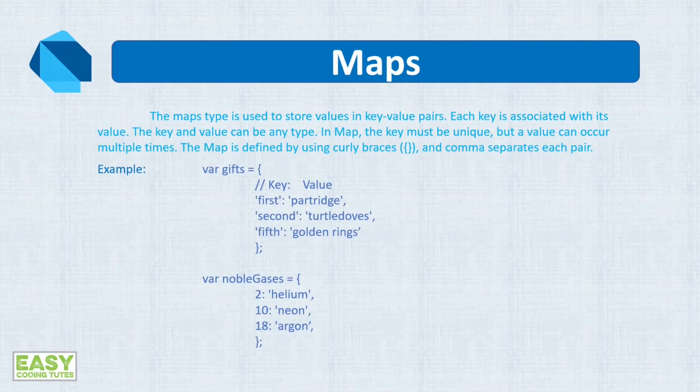So here we have two examples. In the first one we have used the key as string type, and in the second one we have used the key as integer type. So here we have a key-value pair, and here we also have a key-value pair. So let's see this example in the VS Code IDE.